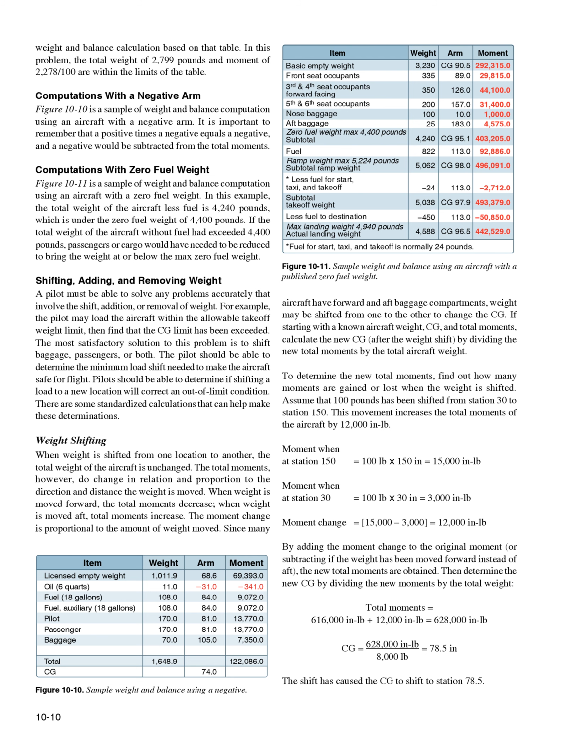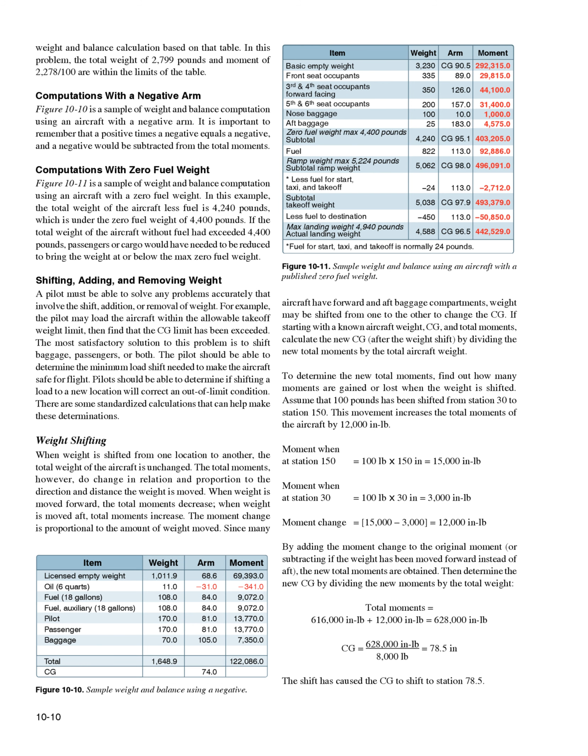Since many aircraft have forward and aft baggage compartments, weight may be shifted from one to the other to change the CG. If starting with a known aircraft weight, CG, and total moments, calculate the new CG, after the weight shift, by dividing the new total moments by the total aircraft weight. To determine the new total moments, find out how many moments are gained or lost when the weight is shifted.